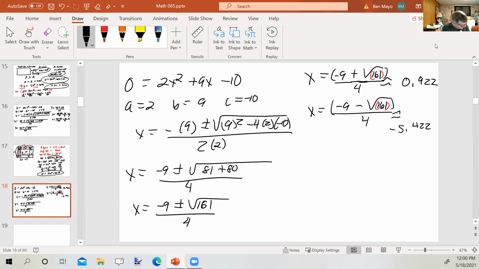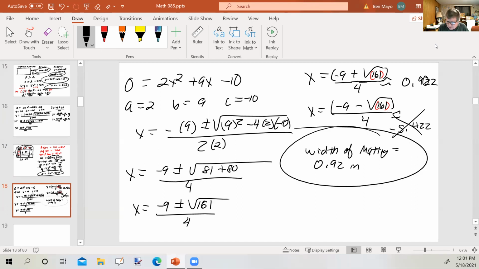5.422, etc. Okay, now, again, we're dealing with a distance or length. So again, we throw out the negative, and it said to the nearest hundredth, so that would be what? 0.92. So the width of matting equals 0.92 inches. And there you have it.